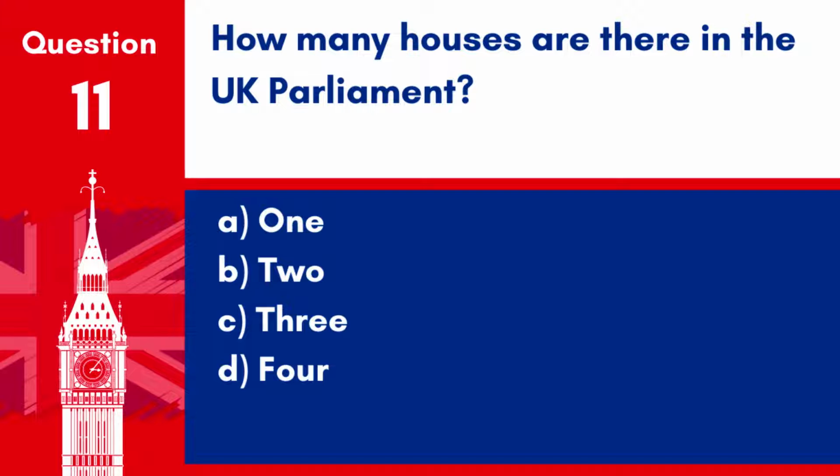Question 11. How many houses are there in the UK Parliament? A. 1. B. 2. C. 3. D. 4. Answer B. 2. There are two houses in the UK Parliament, the House of Commons and the House of Lords.